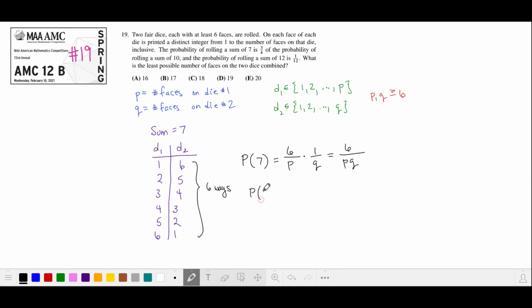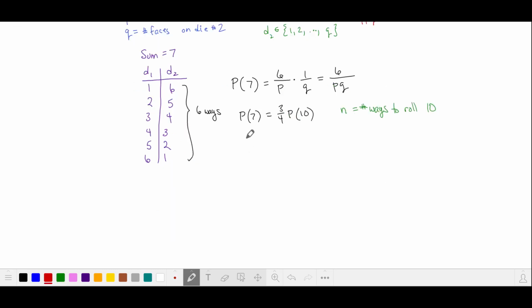We are given that the probability of rolling a sum of 7 is 3/4 times the probability of rolling a sum of 10. Let n be the number of ways to roll a 10. So the probability of rolling a 7 is 6 over P times Q. And if there are n ways out of P of rolling half of our sum, then that leaves us 1 out of Q to complete the sum of 10. So this is our equation. We can multiply both sides by P times Q and solve for n. So the number of ways of rolling a 10 is 8. We'll hang on to that for later.